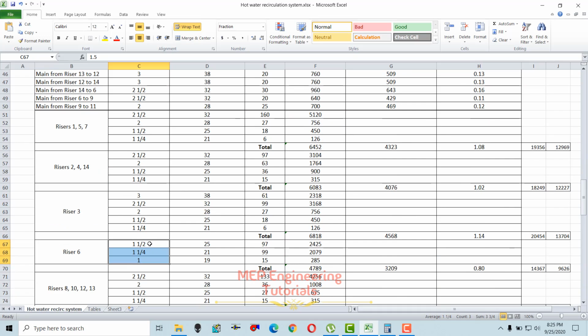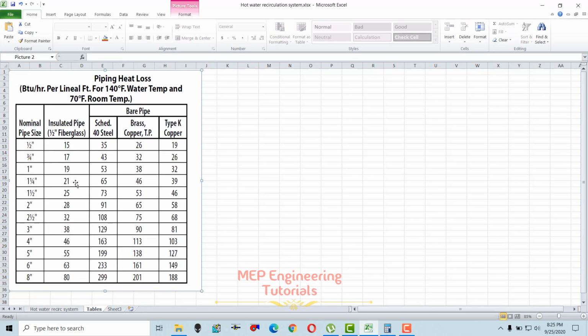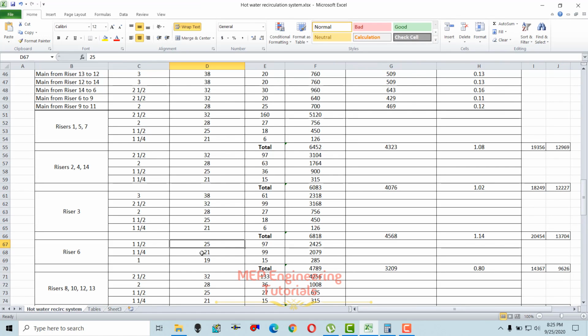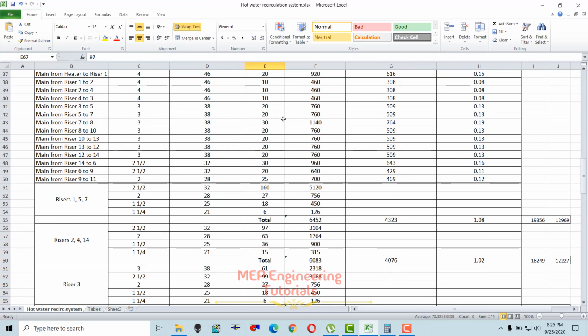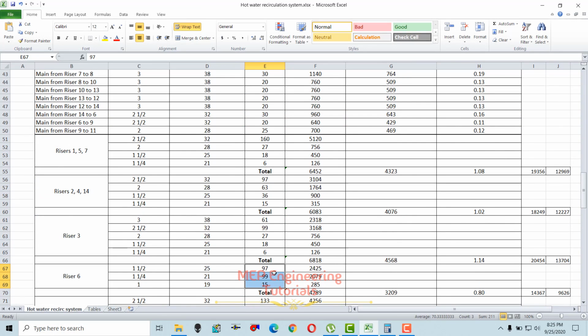So 1.5, 1/4 and 1 inches. That's how we write the pipe sizes in the riser, and we will write the heat loss values for each. Same way, you have to check these values from this table and write them in here. And these lengths you have to get from AutoCAD plans and write in here.